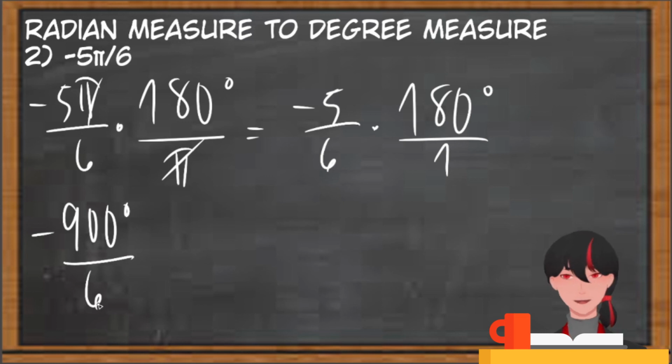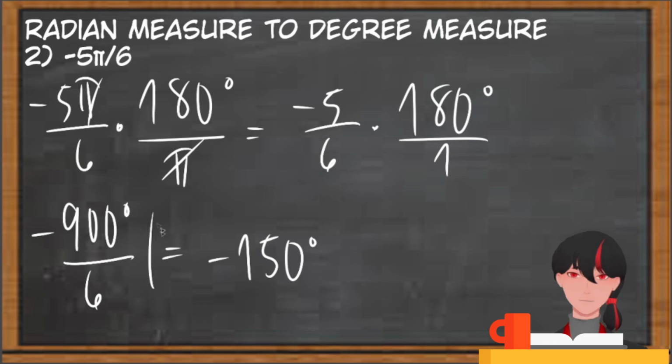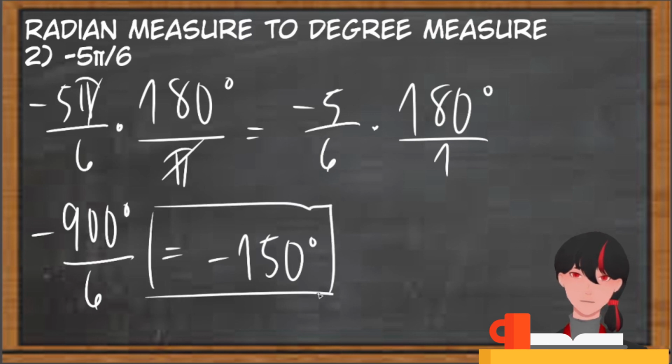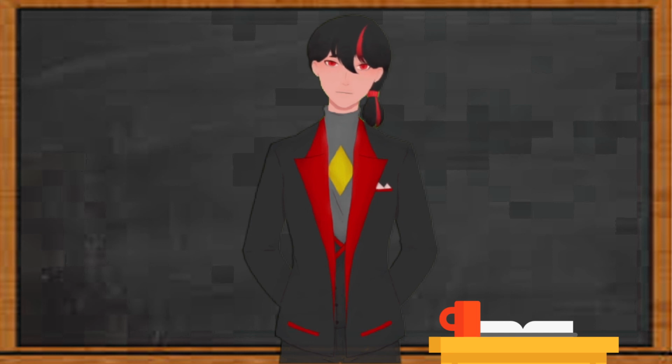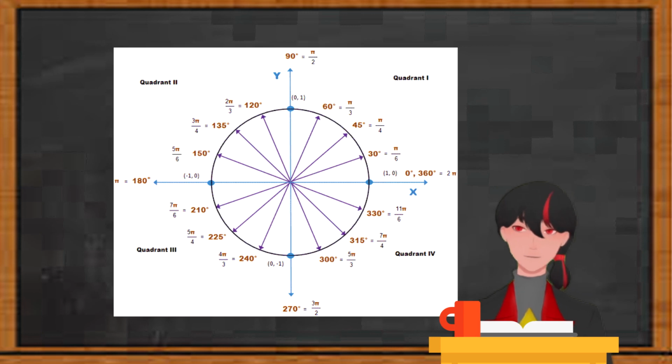Now again, think to yourself, can this still be simplified? And the answer is yes. Negative 900 degrees over 6 would be negative 150 degrees, and that is already our final answer. And there you go, it's actually just that easy. Now, remember the unit circle earlier? Well, here's a guide for you on the different radian measures for each angle. You might want to pause the video right now if you want to see each value for each angle.